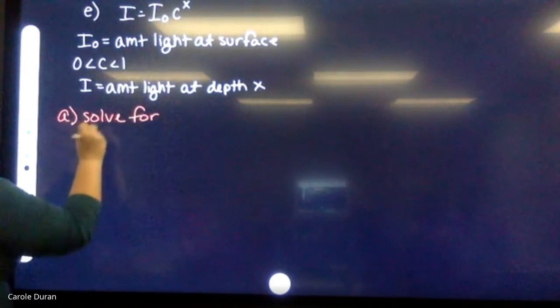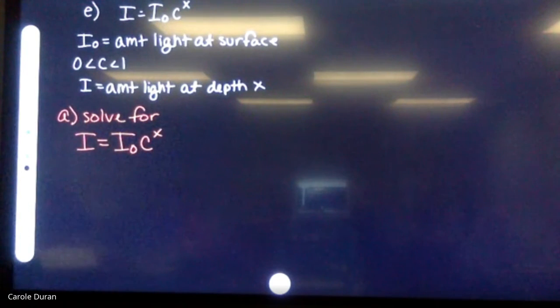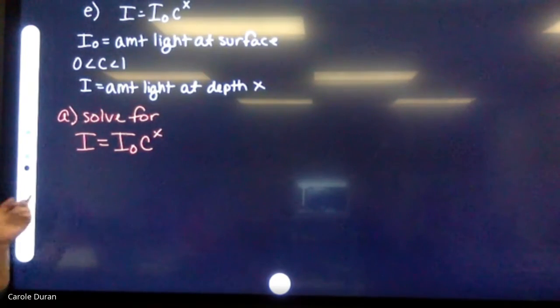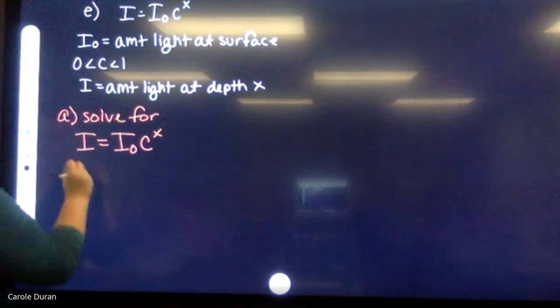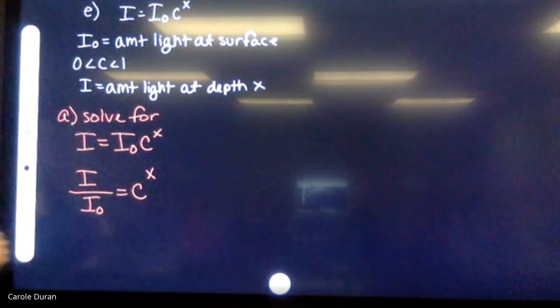So I'm going to rewrite my equation, and then we're going to start manipulating. If I equals I naught times c to the x power, and I want to get x by itself, what's the first thing I'm going to have to move? The I naught, or the IO, whatever you want to call it. Currently, that's attached to my c by multiplication, so what's the opposite of multiplication? So I'm going to divide it out from both sides. When I do, I get I over I naught equals c to the x power.